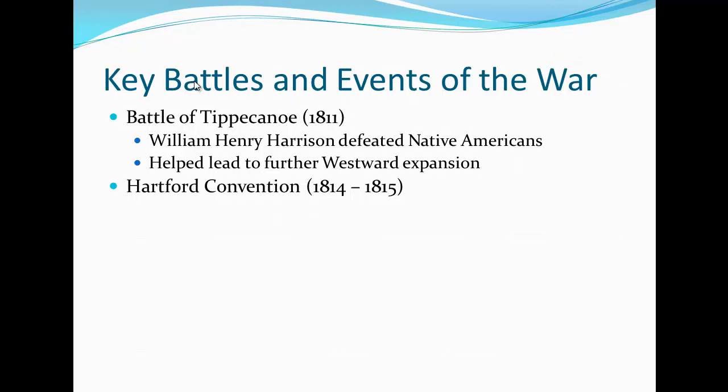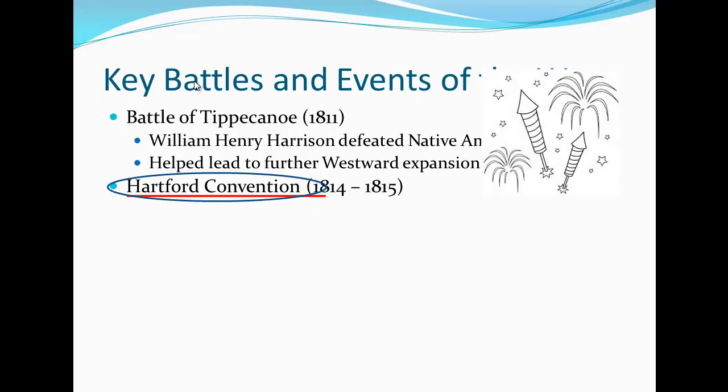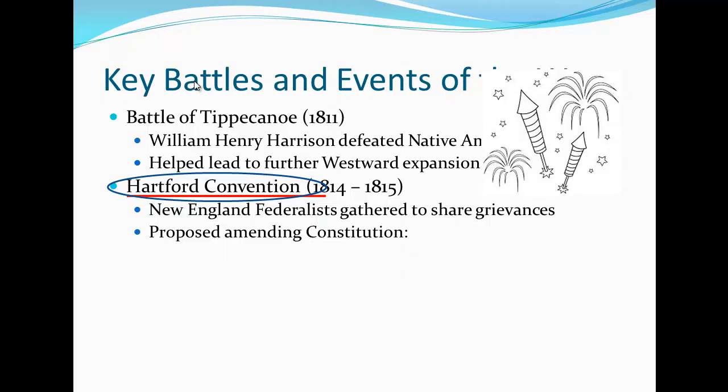At the end of the war, we have something called the Hartford Convention, which is so important. I've seen this appear multiple times for multiple choice questions on the AP exam. A group of New England Federalists gather to share their grievances, and this is happening when the war is ending. And they proposed amending the Constitution in the following ways. One, that the president could only run for one term. They also believe that two-thirds of Congress should have to approve an embargo or declare war instead of the 51%. So they really wanted to make sure that a war would not happen again without their consent.